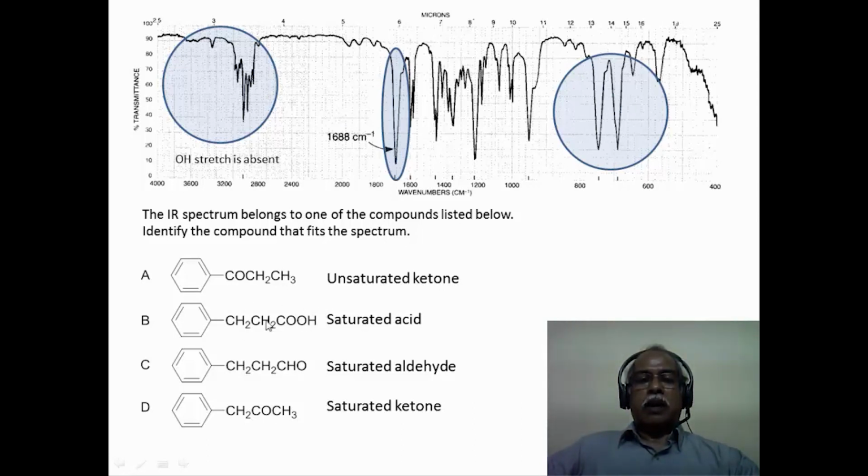The fact that the carboxylic acid can be straight away ruled out is based on the fact that there is no OH stretching frequency. Carboxylic acids invariably give a very broad band in this particular region for the OH stretching frequency, which is absent. One can also rule out an aldehyde because the aldehyde CH stretching frequency, which should come around 2800 inverse centimeter or so, is also not seen. So the correct structure for this infrared spectrum is A, which is propiophenone in this particular case.